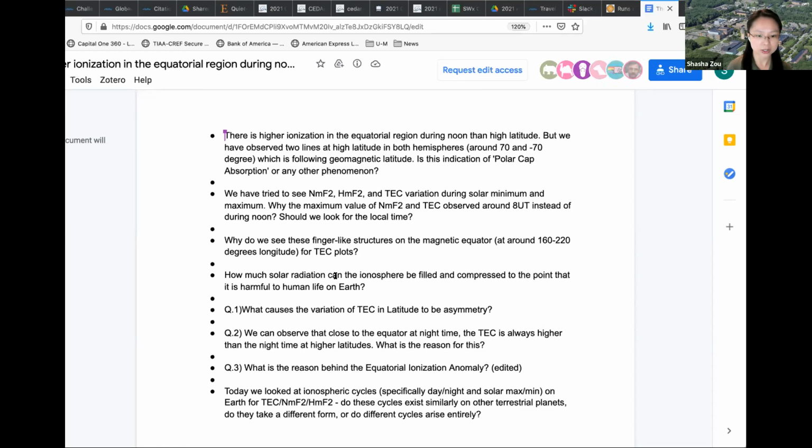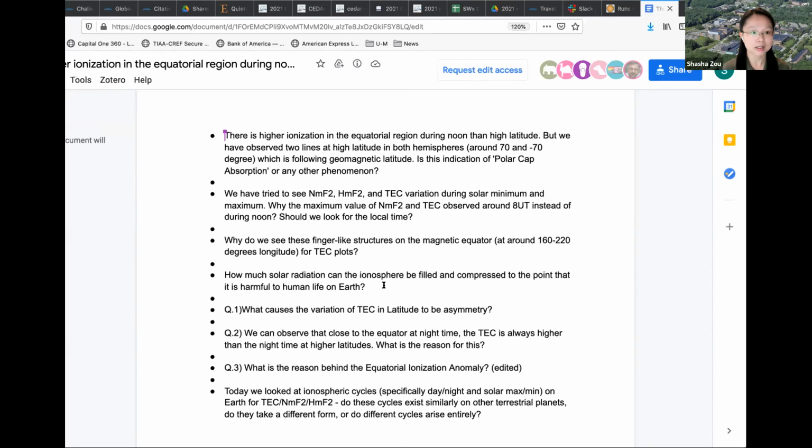How much of the solar radiation can be filtered and compressed to the point that it's harmful to human life on Earth? I'm not sure I fully understand this question, but I can answer partially. A lot of the solar radiation, especially the short wavelengths, the X-rays to EUV, will be absorbed by the thermosphere neutral components. And some of the leftovers, the UV band, will be absorbed further down in the stratosphere by ozone. This is why the ozone layer is so important for our health.